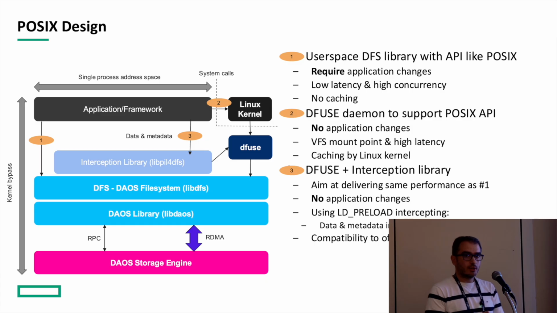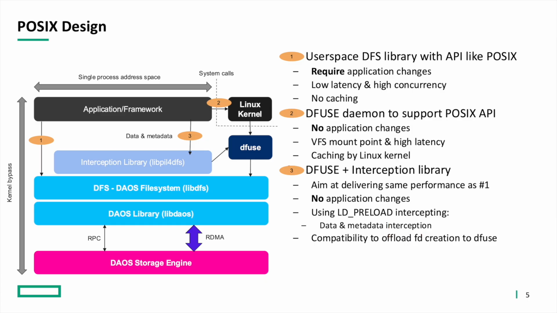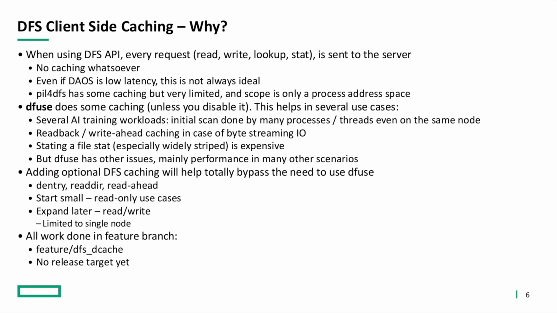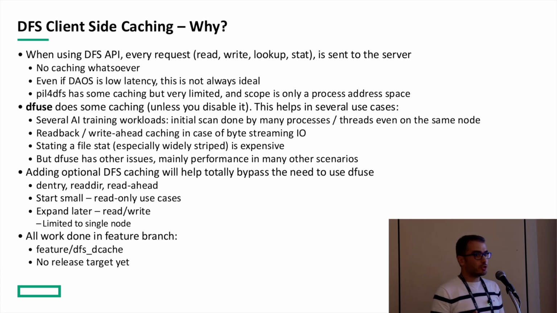The main issue there is that you don't get client-side caching if you're not using FUSE directly without interception, right? FUSE lets you mount dfuse with caching enabled, enable write-back caching, read ahead, and things like that. But dfuse itself is slow, so to get the best of both worlds, we need something at the DFS layer to do some caching optionally, right?